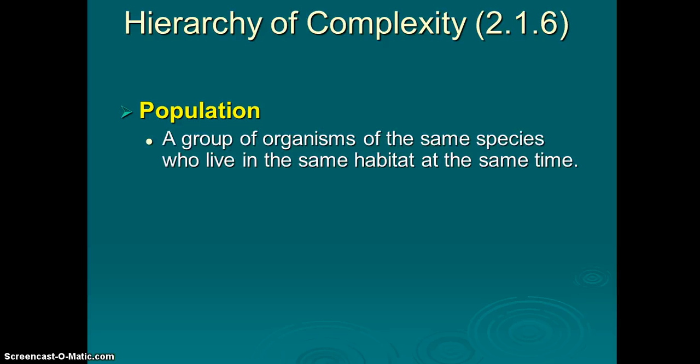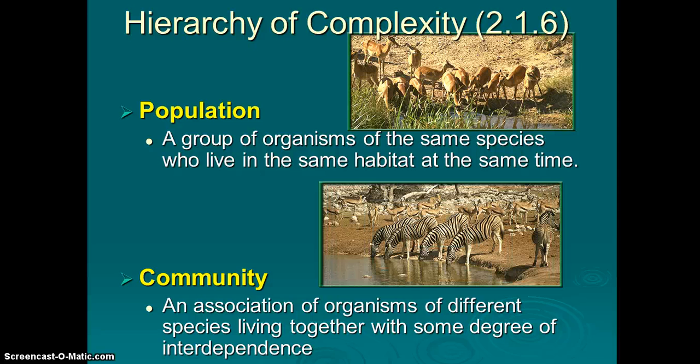The next level we're going to discuss is a population, which is a group of organisms of the same species who live in the same habitat at the same time, compared to a community, which is an association of organisms of different species that are living together with some degree of interdependence.